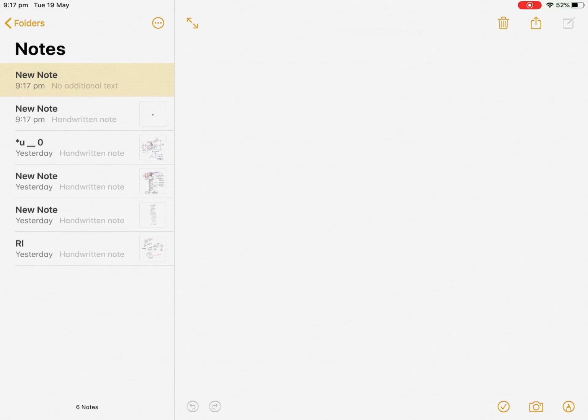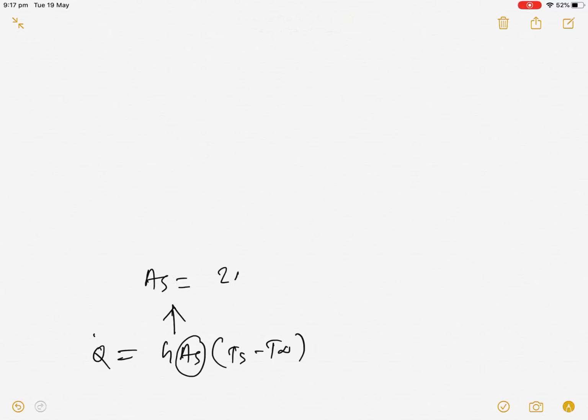Okay, maybe let me start with the new one. Yeah, so the rate of heat transfer, we know Q is equal to h As, Newton's law of cooling actually, and the temperature difference Ts minus T infinity. That's the temperature difference. So here what we need to know is the surface area. The surface area will be actually 2NL H. We may discuss it later.